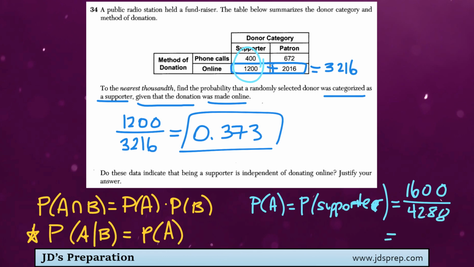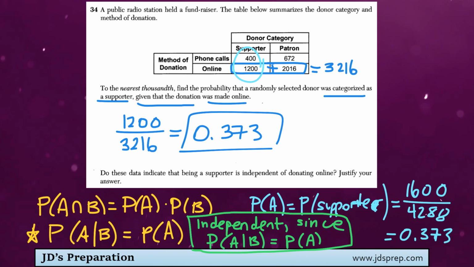And if you work that out on your calculator, you'll see that we do indeed get the exact same probability, 0.373. So for our justification, we can conclude that these events are independent since the probability of A given B is equal to the probability of A.